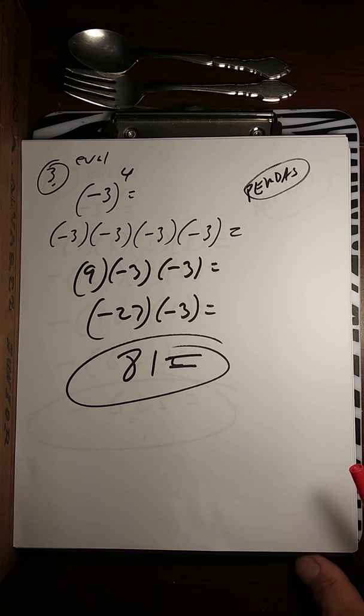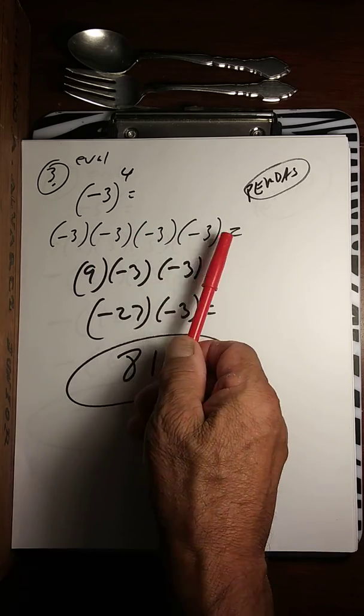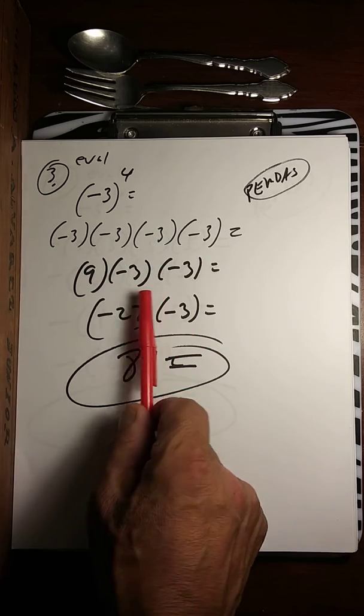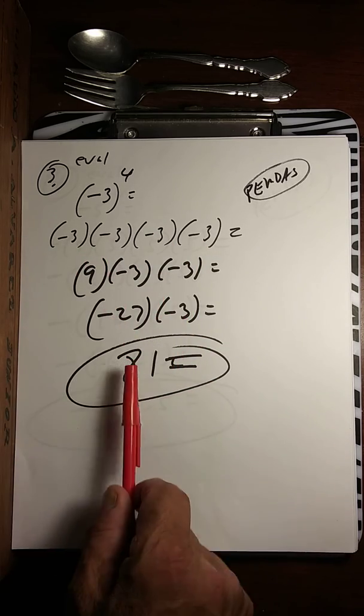Okay. So now we have negative 3 to the power of 4. That's negative 3 times negative 3 times negative 3 times negative 3. That's 9. Copy this, that's negative 27. That turns out it's positive 81.